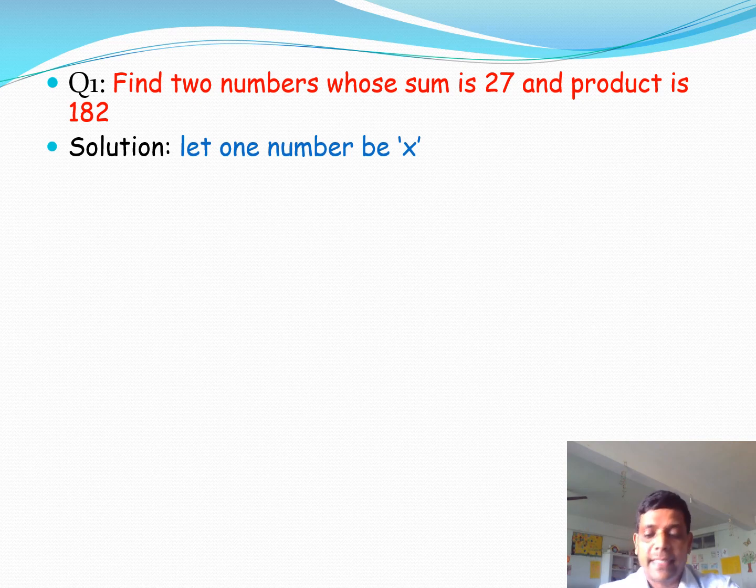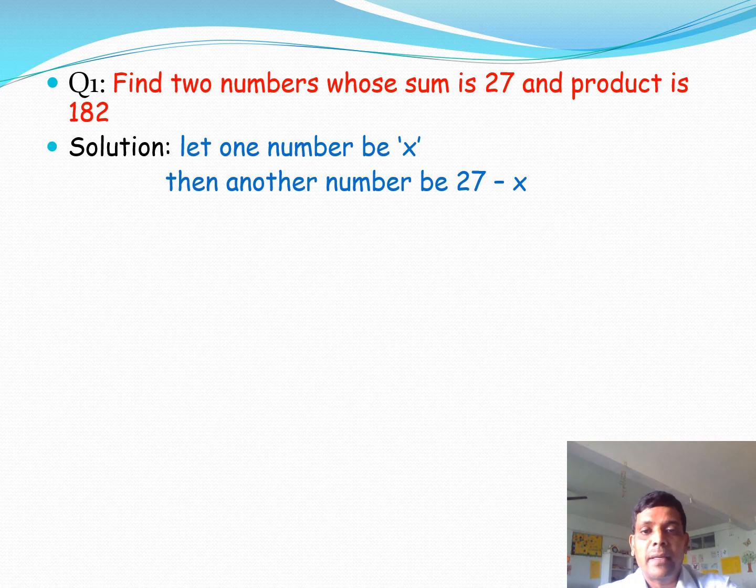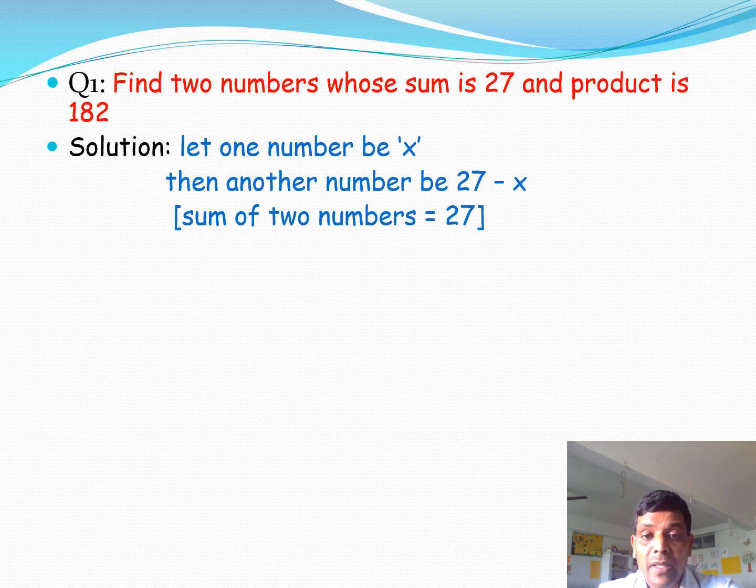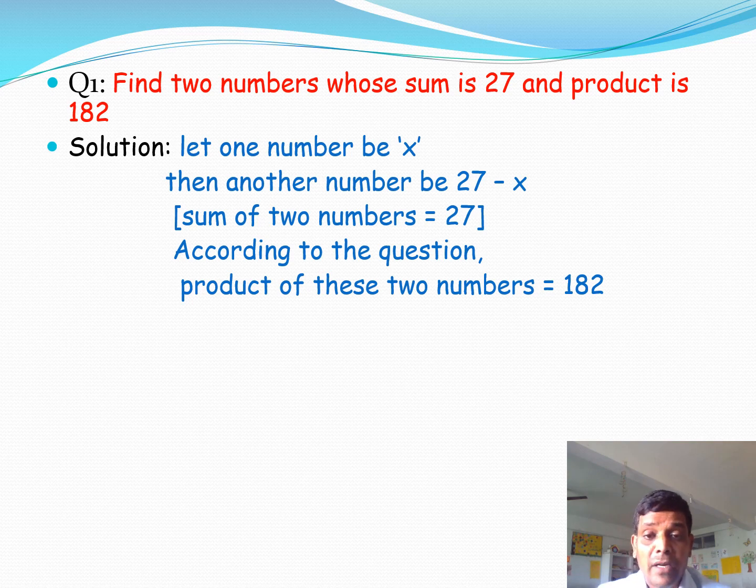Let one number be x, and the other number 27 minus x, because the sum of the two numbers equals 27. According to the problem, the sum of the two numbers is 27 and the product is 182. So the product of the first number and the second number, x into 27 minus x, is equal to 182.